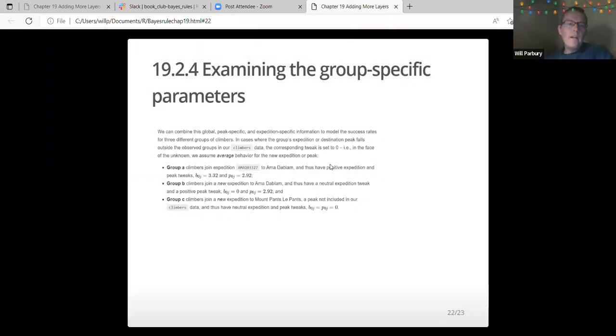Okay. So we can combine this global, peak specific and expedition specific information to model the success rates for three different groups of climbers. In cases where the group's expedition or destination peak falls outside of the observed groups in our climbs data, the corresponding tweak is set to zero, i.e. in the face of the unknown, we assume average behavior for the new expedition or peak. So basically, it will use the data where it has it, but if it's the same climbers trying something new, the previous peak information and expedition information won't affect it, basically.